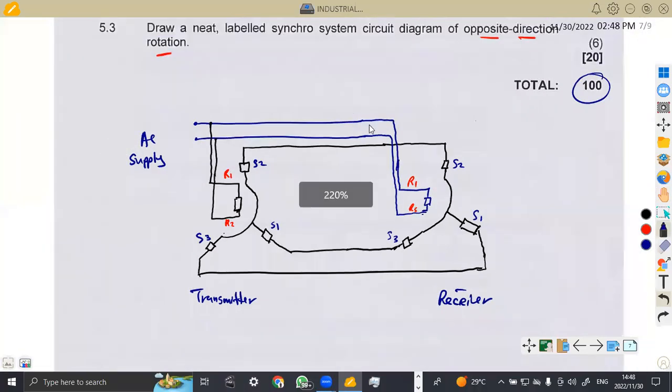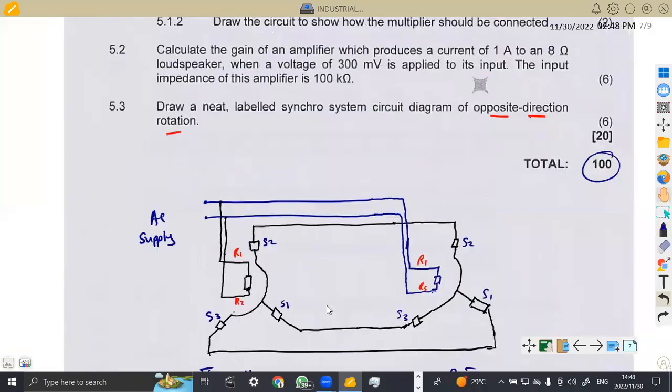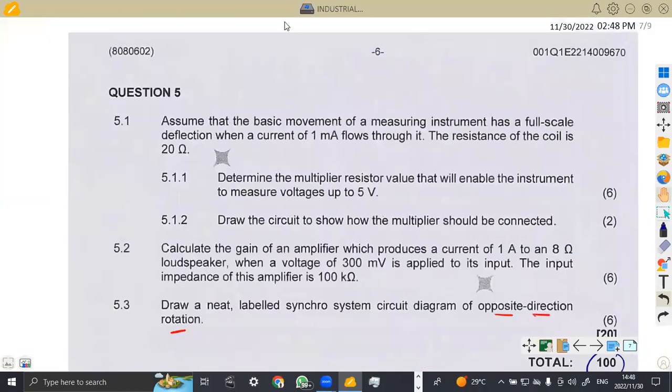That makes a total of 100 marks in this question paper, which was written in November 2022 for Industrial Electronics N2.